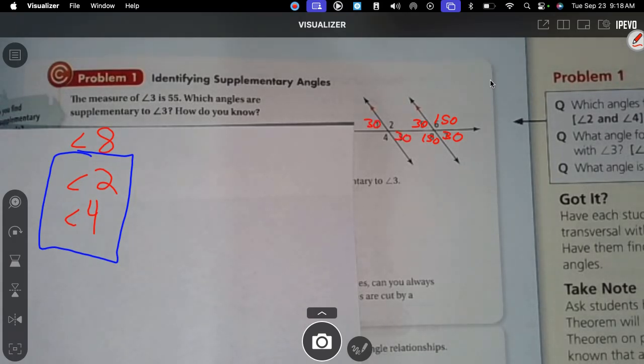Now you know the rest. That's also 30. That's 150. And that's 150. Okay? We can use all that information. We can know one angle and know everything else. So vertical angles are congruent. Same side interior add to 180.